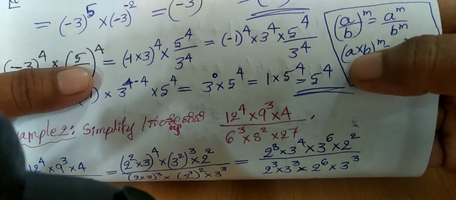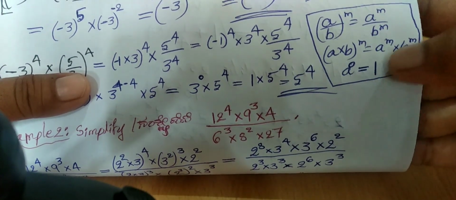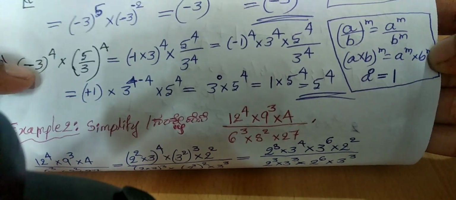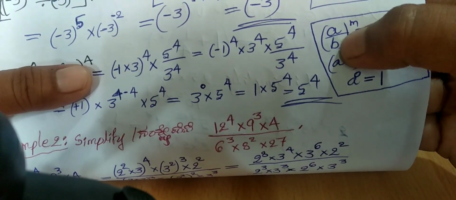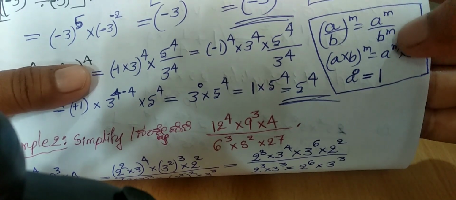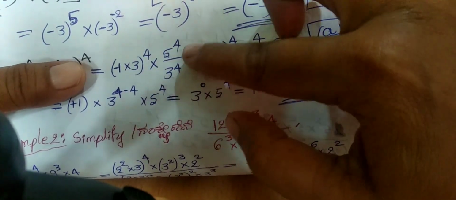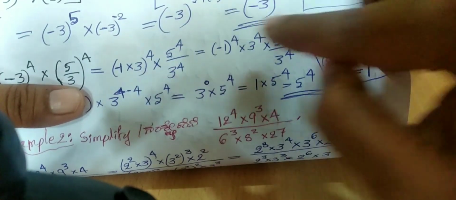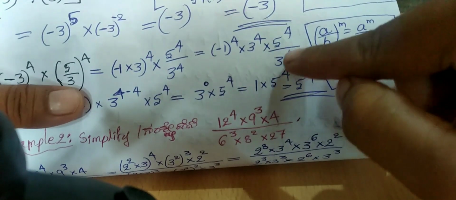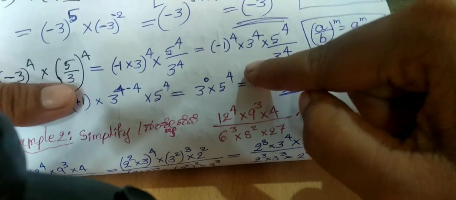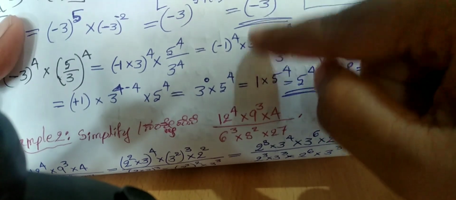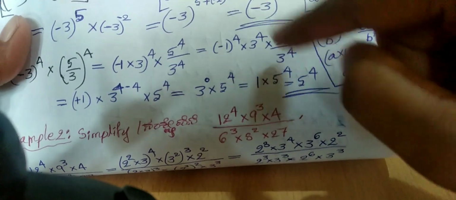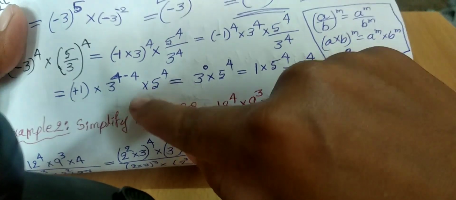Here, (a into b) whole to the power m is equal to a to the power m into b to the power m. If we take it like this for (minus 3) to the power 4, and we take (a by b) whole to the power m equals a to the power m by b to the power m, like this way, 5 to the power 4 by 3 to the power 4 will happen. So (minus 1) to the power 4, 3 to the power 4, 5 to the power 4 by 3 to the power 4. This 3 to the power 4 and 3 to the power 4 are the same exponent, same base numbers. So these can be cancelled out, or I can apply the formula also.